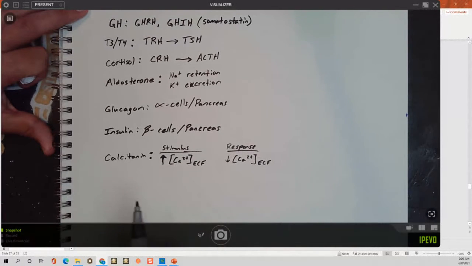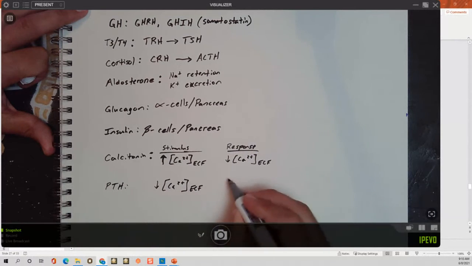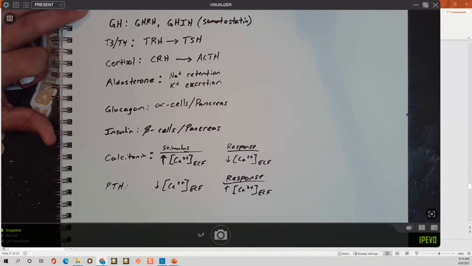Yeah, we'll get to adrenaline in just a minute. Good. So calcitonin, there was also PTH, parathyroid hormone, where the stimulus was a decrease in calcium in the ECF, in the blood primarily, and the response is going to be the opposite because of homeostasis: an increase in calcium in the ECF. Good memory on those. Sometimes I forget about them too. Yes, good, Ruju, that's exactly right.